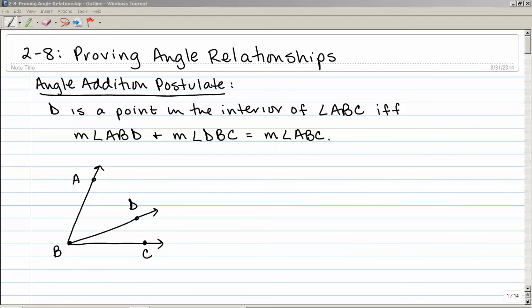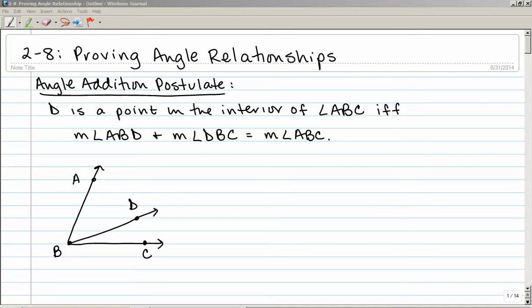This is section 2-8, Proving Angle Relationships. It is a very long section, so I'm going to break it down into two videos. The first one is going to be all of the postulates and theorems that we'll be using that are very important, and then in part 2 I'll do several proofs that show you how to use these. So the first one is the angle addition postulate.